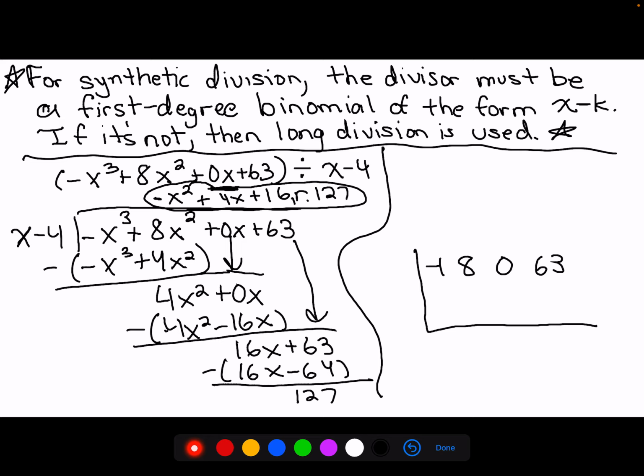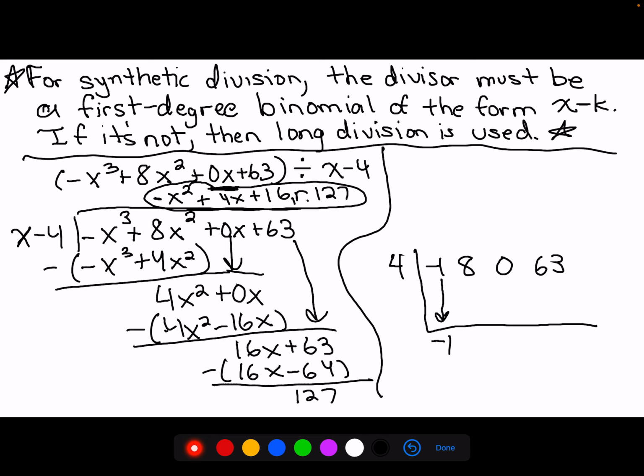All right, and then on the outside, remember, since it's x minus 4, we're going to use the opposite, plus 4, so that way we can go through and do some addition instead of worrying about subtracting. Nobody really enjoys subtracting, so if we know we're adding each time, it makes it much easier. All right, bring down negative 1. That automatically just comes down.